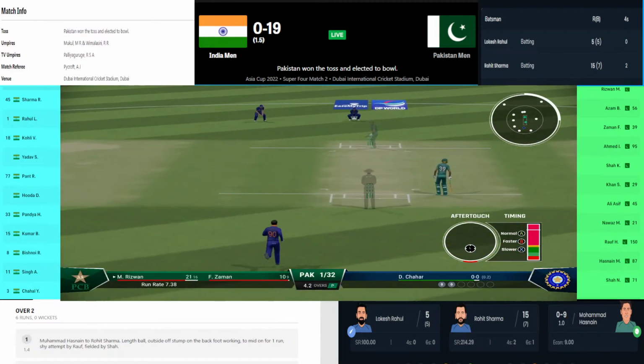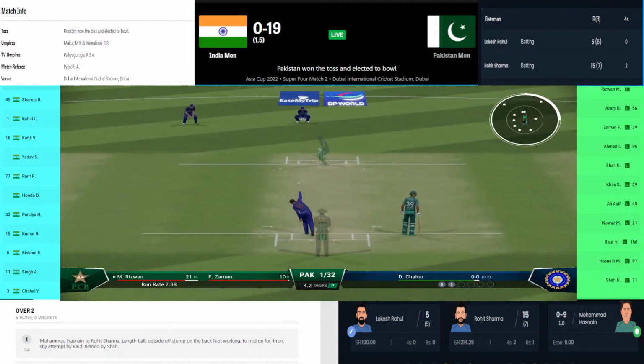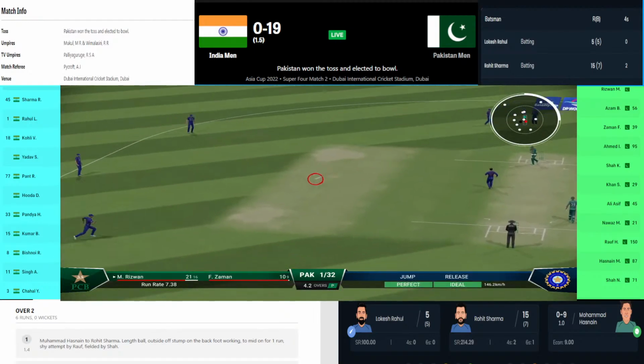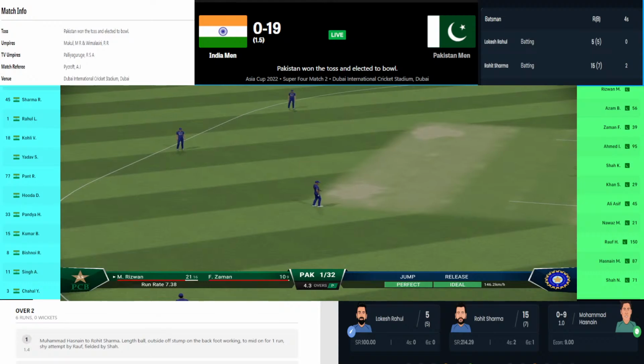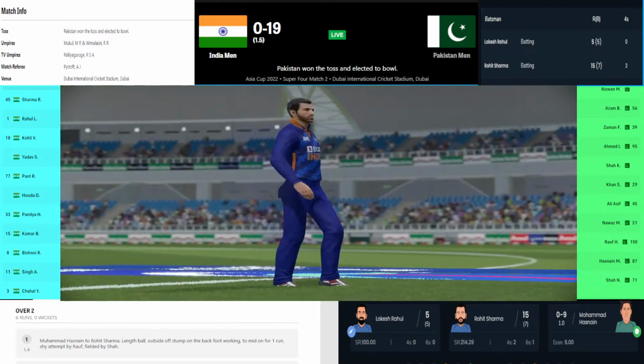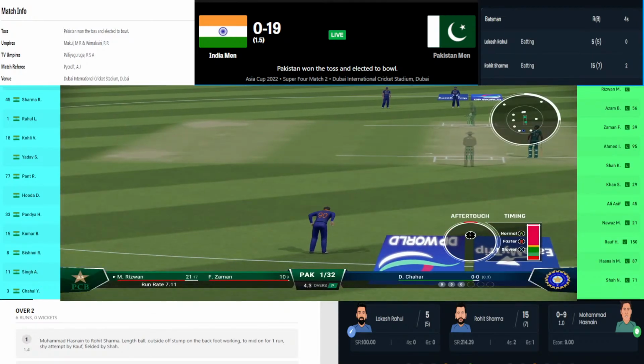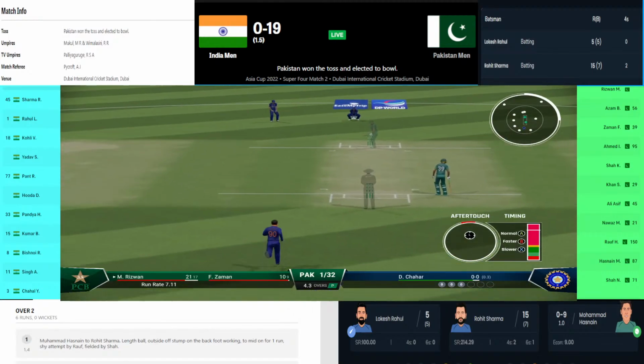So now the last delivery of the second over is coming up. This time it was into the body of KL Rahul. There is a run out chance, but the direct hit is not there. As a result, KL is safely in the crease, and after 2 overs, Indians are 20 without loss.